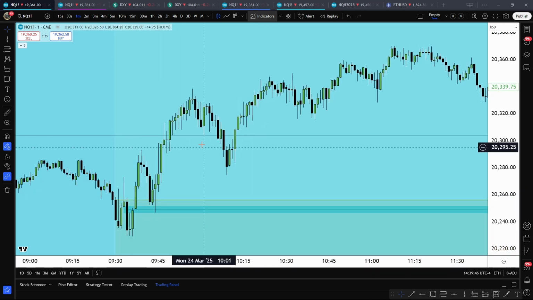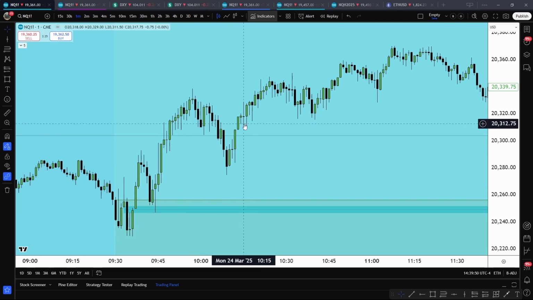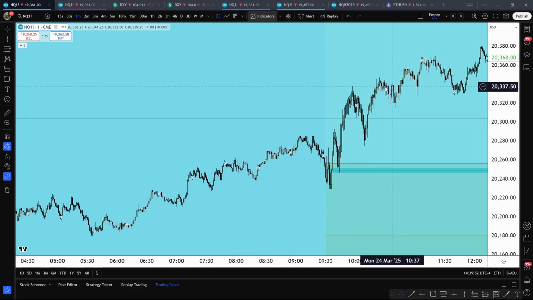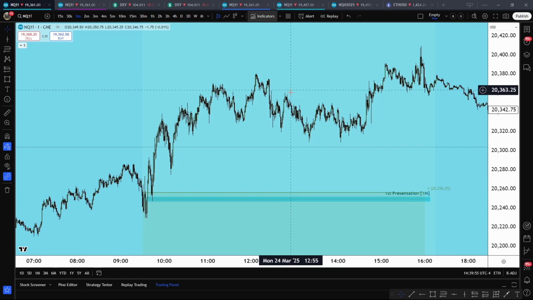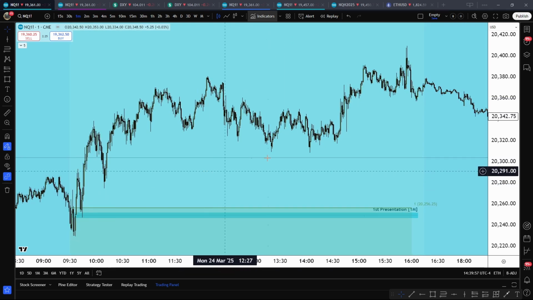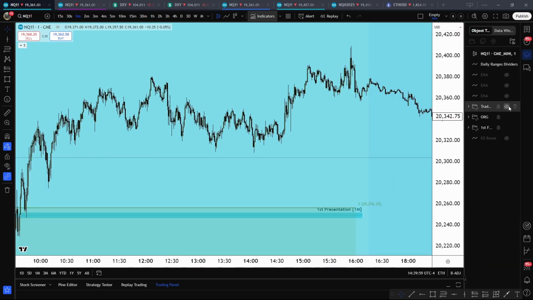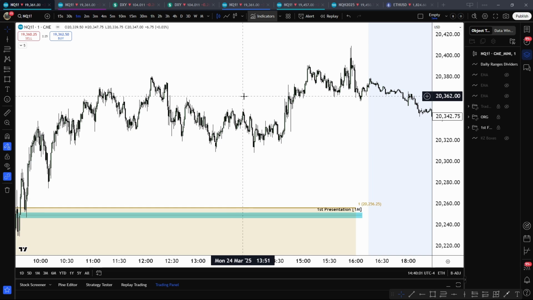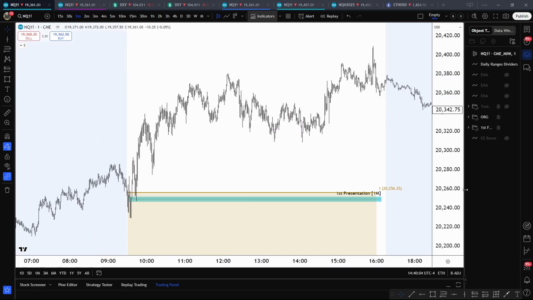Note the reaction. Over here you had a silver bullet, and buy side delivery was next. Okay, maybe I can leave the high time frame annotations for what it is.